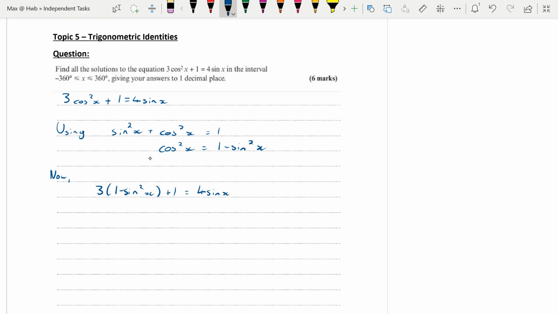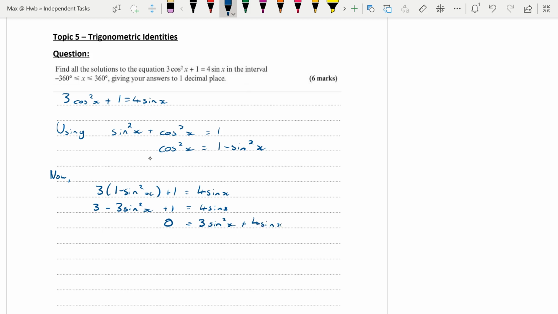Okay, let me expand this little bracket I've got here. So 3 minus 3 sine squared x plus 1. And you can see, although it's got sines instead of just x's, we've got a quadratic. We've got something squared, we've got just the sine, and then we've got some constants. So I'm going to take everything onto the right-hand side because I want to keep my sine squared positive. That gives me 3 sine squared x plus 4 sine x.